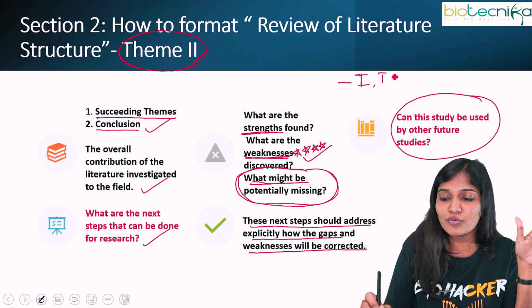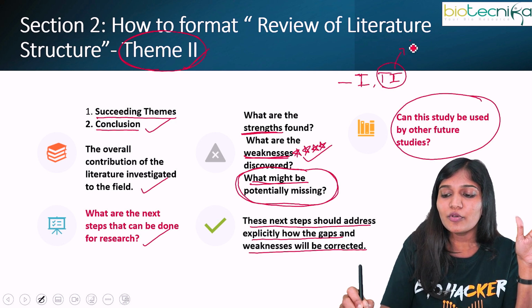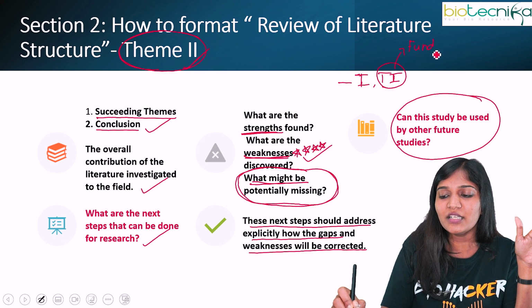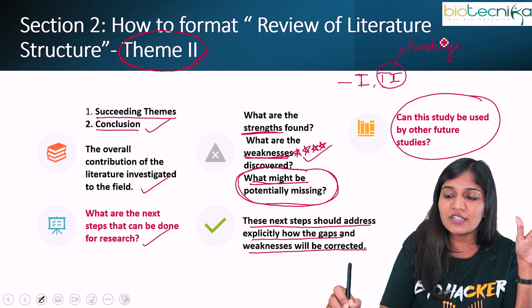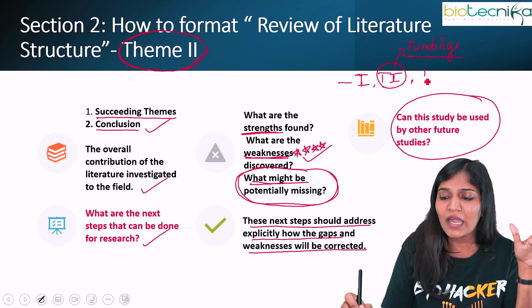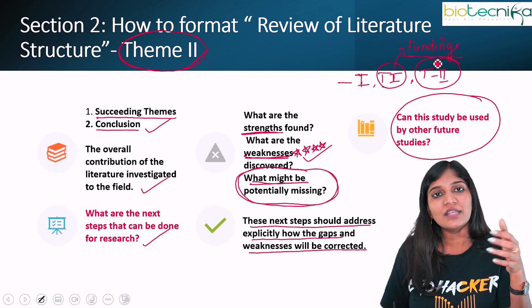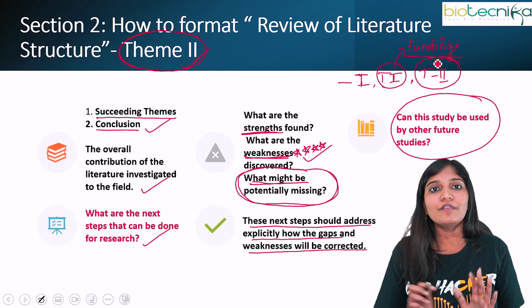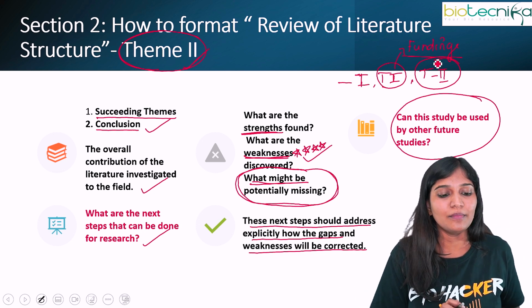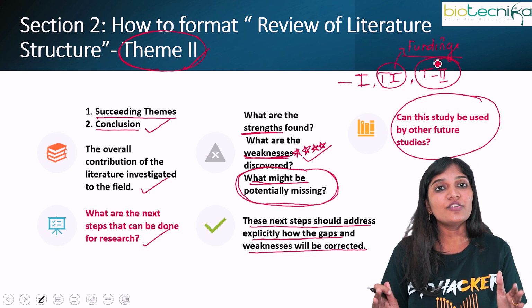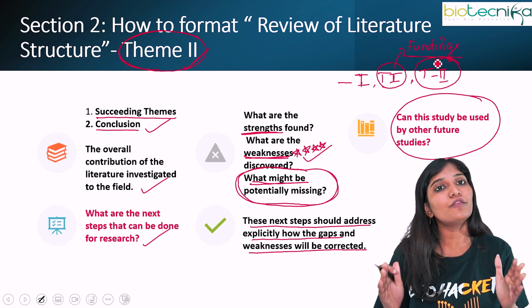And in theme 1, you're literally going to talk about all the findings of different studies, the protocols, everything. And in theme 2, you're going to talk about the weaknesses, the strengths, and what is missing, and what can be done further, everything you're going to talk about in case of theme 2. This is how a review of literature structure, or format, has to be.